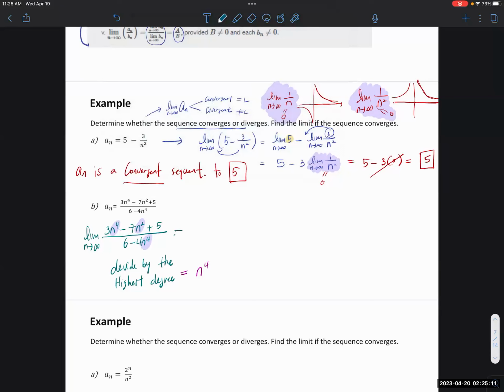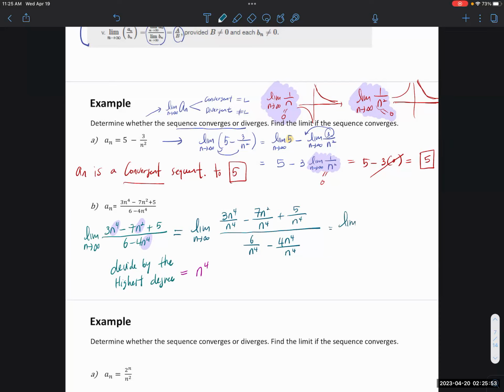Oh, actually I need to write the limit. 3n^4 divided by n^4, 7n^2 divided by n^4, plus 5 over n^4, over 6 over n^4 minus 4n^4 over n^4. Are you following? That's what I'm saying. You're going to divide every term by the highest degree, n to the 4. That's how you simplify the limit. So what happened? Rewrite it.